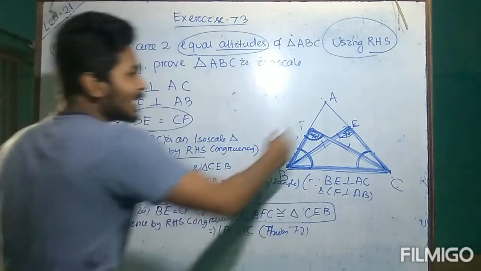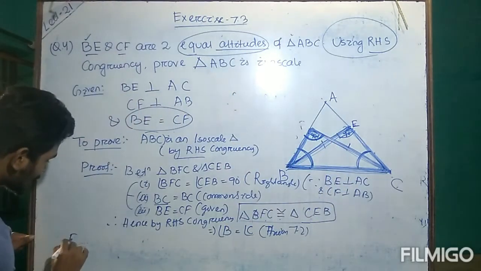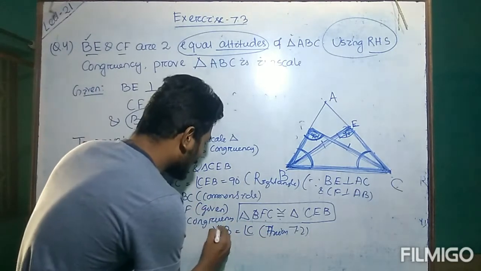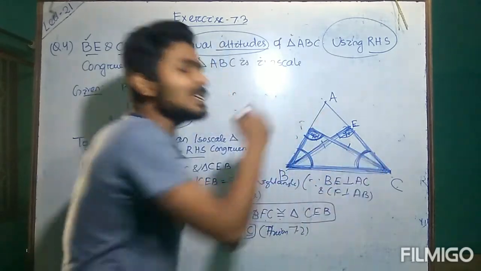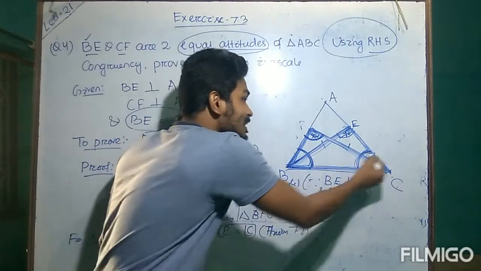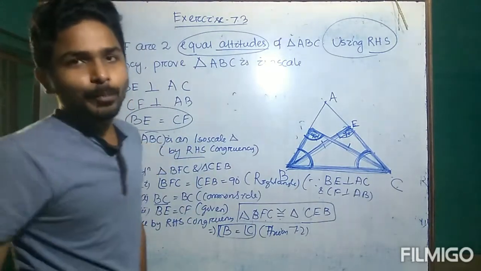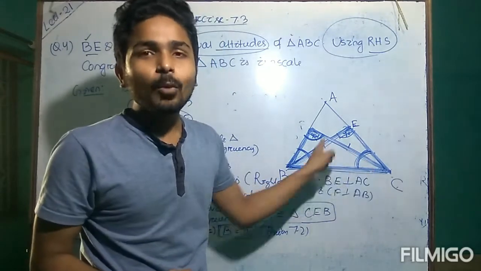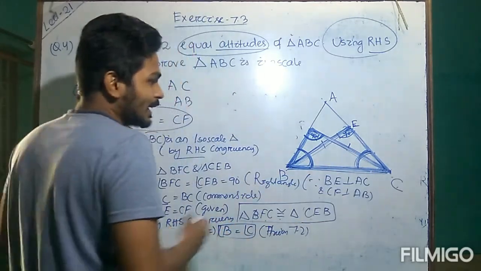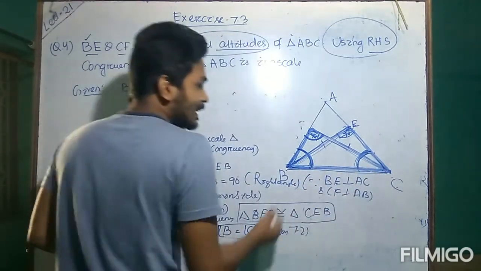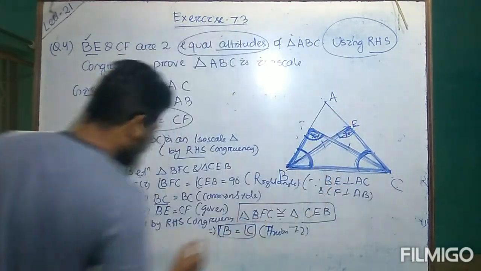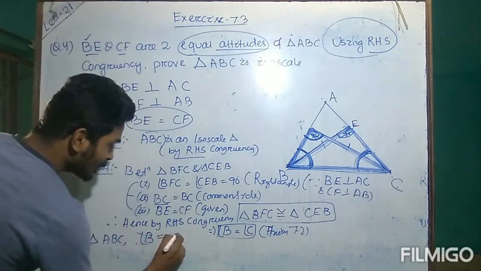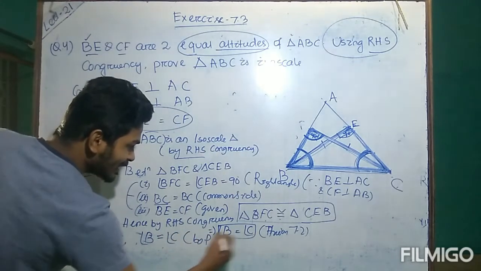Now, consider the triangle ABC. For triangle ABC, we have proved that this angle is equal to this angle. Now remind the theorem 7.3. We know if any two angles are equal, then their opposite sides must be equal. If B angle is equal to C angle, then the opposite side of B angle is AC. First we write for the triangle ABC, B is equal to C. By proof, we have found it here.